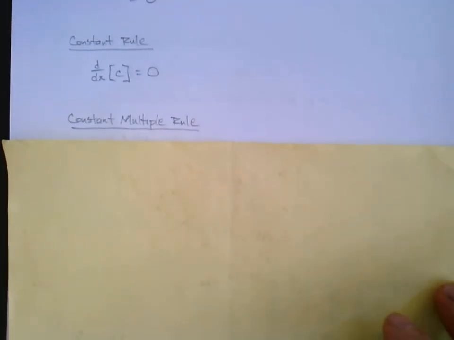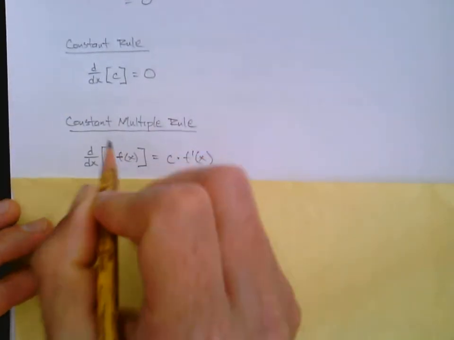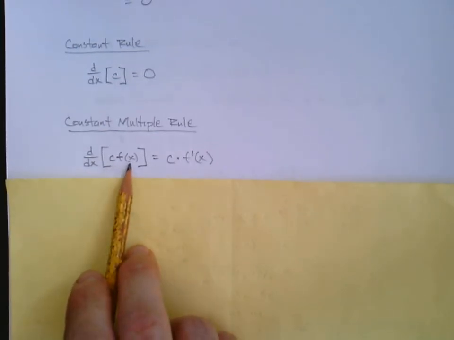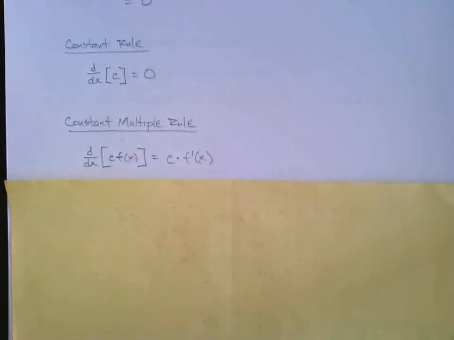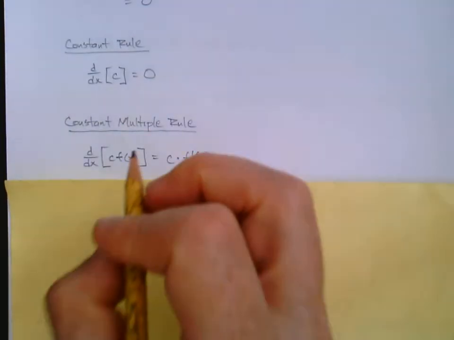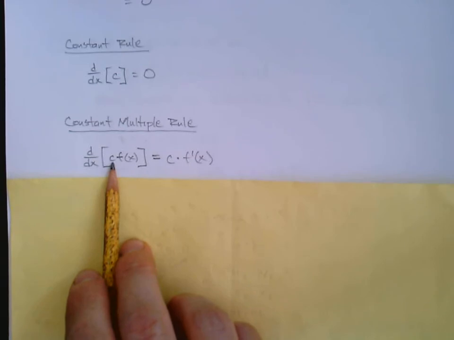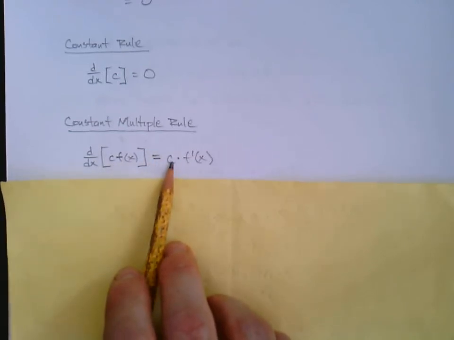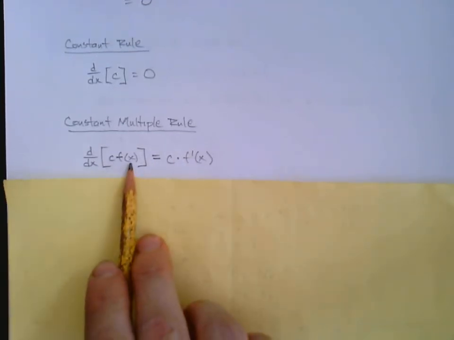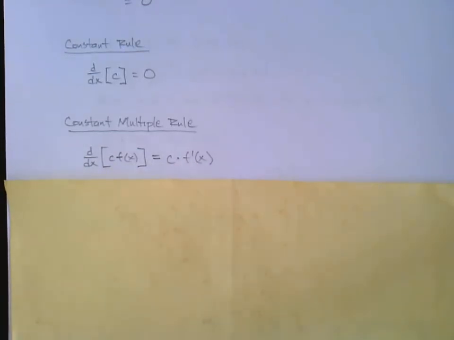The constant multiple rule. So this will also involve a constant, but in a different way. If it's just a constant, then it's 0. But what if you've got a constant being multiplied by a function? So we're going to say d over dx, the derivative of c times f of x. In this case, that c just sort of carries along, and we take the derivative of f of x to get f prime. So the derivative of c f of x is c f prime of x.